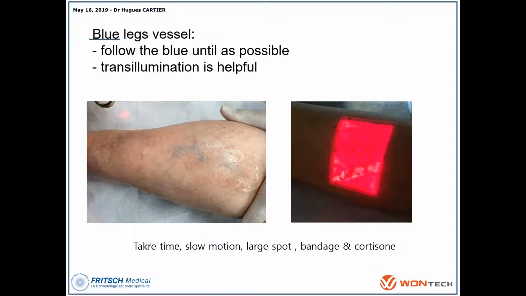So you have to take time, with a slow motion. You can do also, in this case, a 5 millimeter diameter spot, and you have to use a bandage and cortisone cream just after the session for a few days to reduce the pain, to reduce the inflammation, and to reduce also the hyperpigmentation. It's very important.